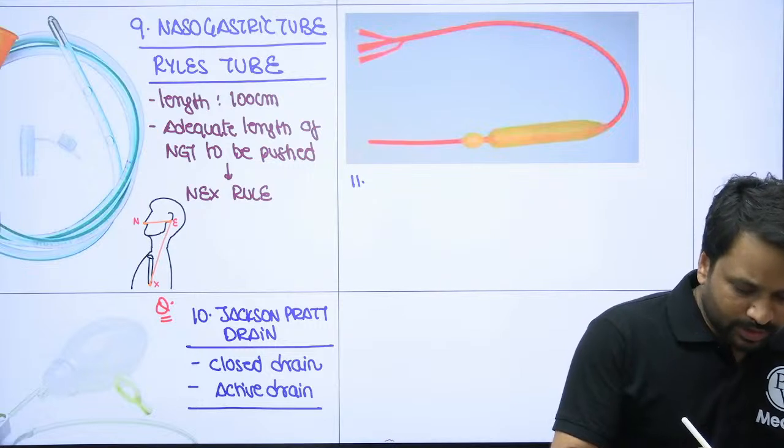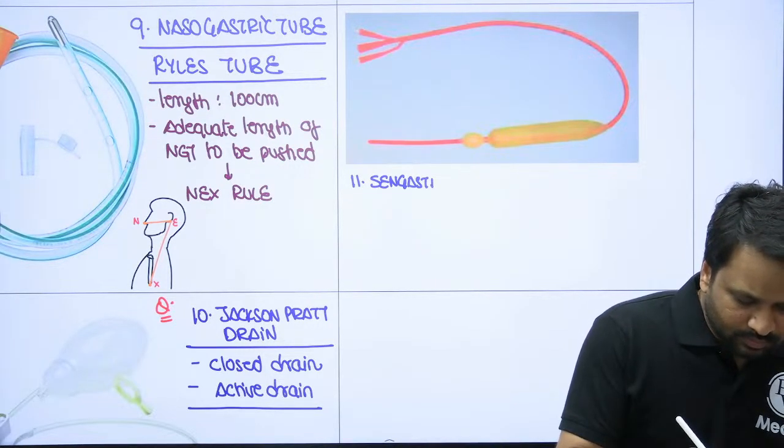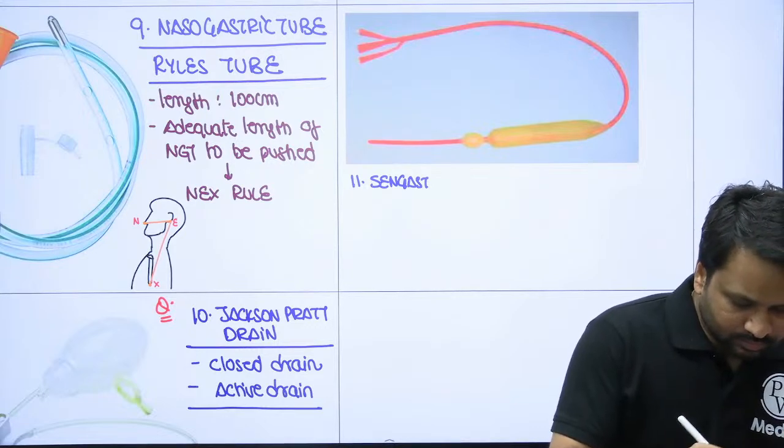Now this is what we call an SBT tube, that is the Sengstaken tube.